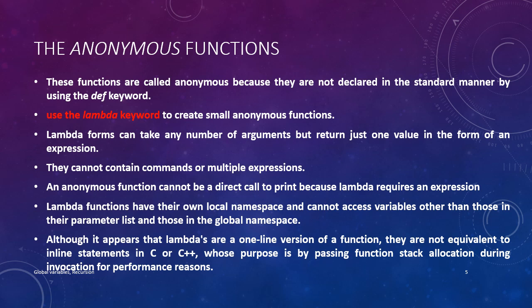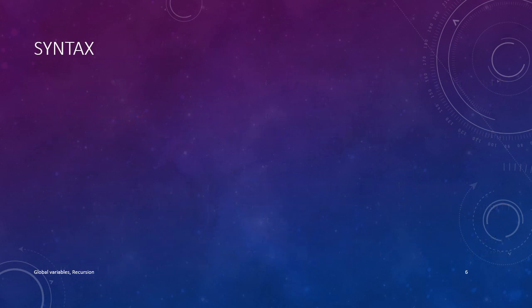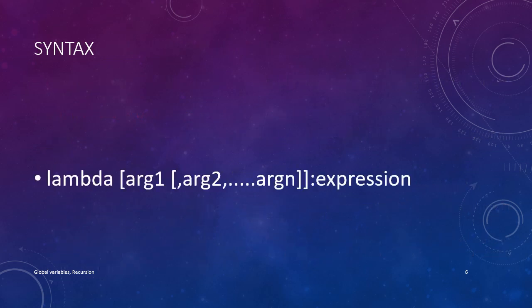Lambda functions have their own local namespace and cannot access variables other than those in their parameter list and those in the global namespace. Although lambdas may appear as an inline version of a function, they are not equivalent to inline statements in C or C++, whose purpose is bypassing function stack allocation during invocation for performance reasons.